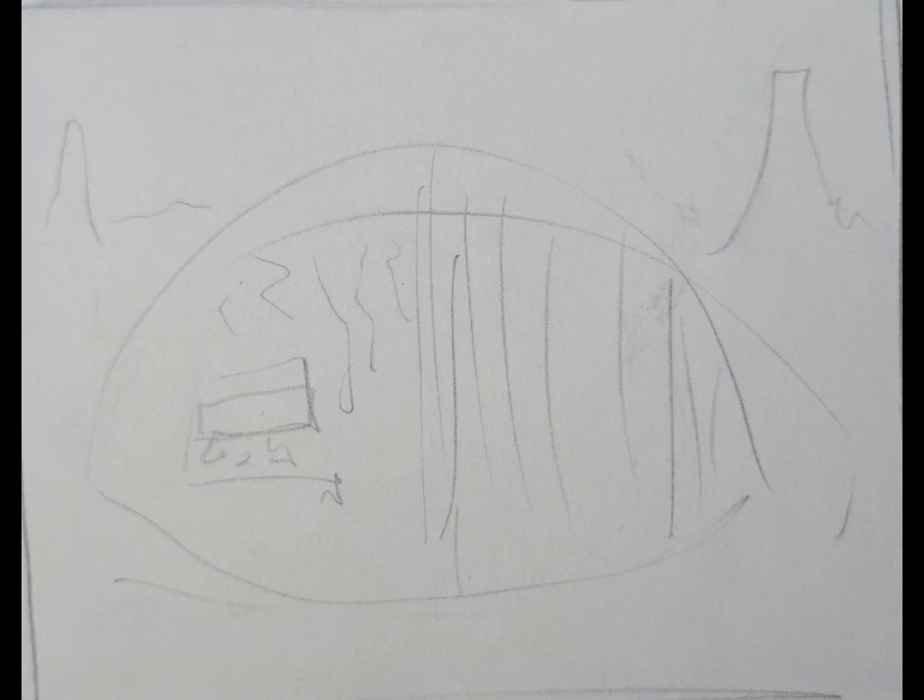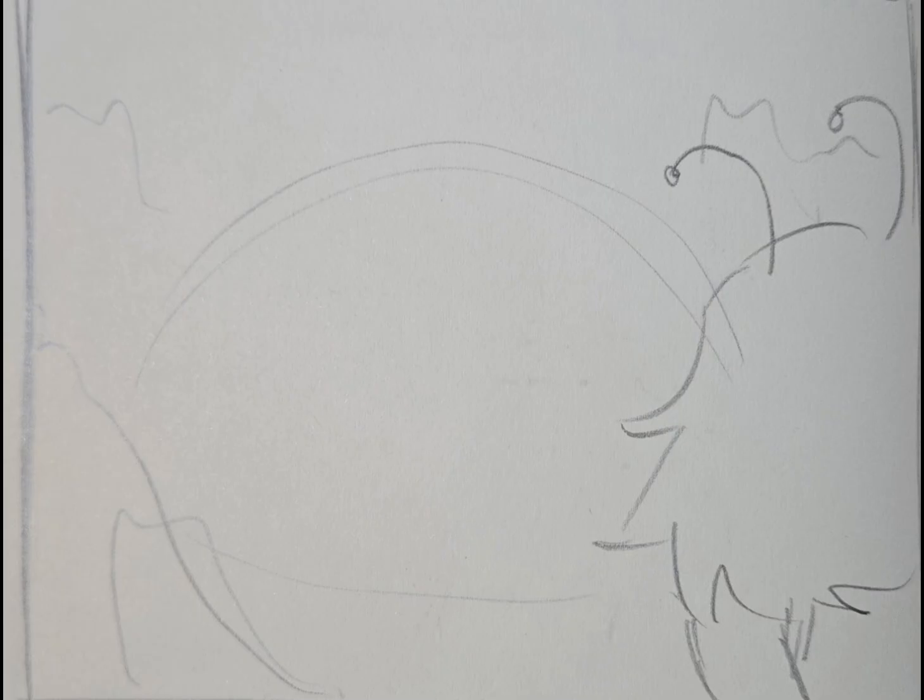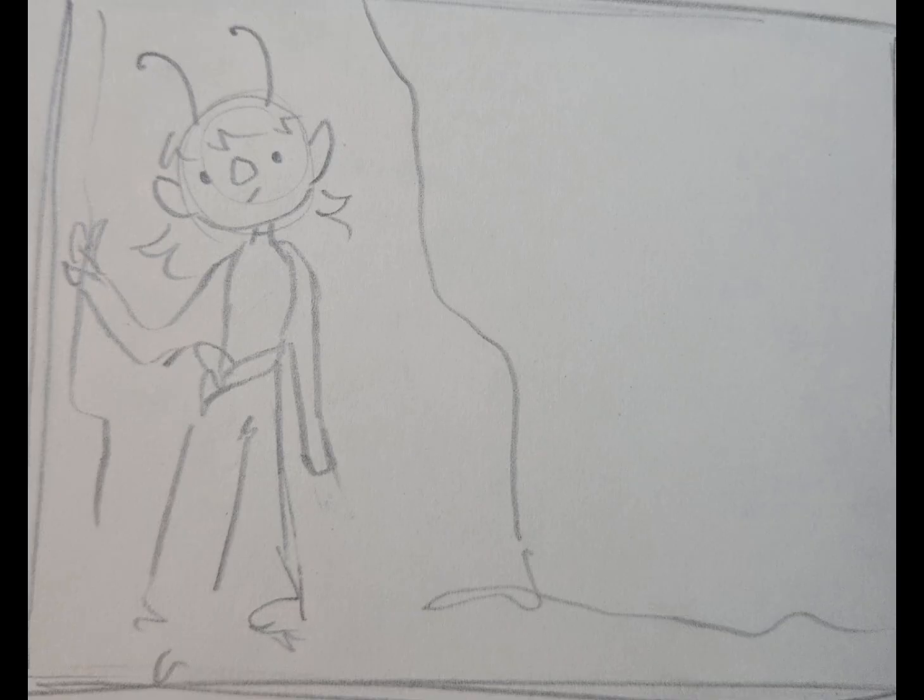Frame 10. The camera zooms out, seeing Danielle inside her dome. Frame 11. In the corner of the frame, an alien named Nim appears. Frame 12. The camera switches angles. Nim is seen standing on a rock.